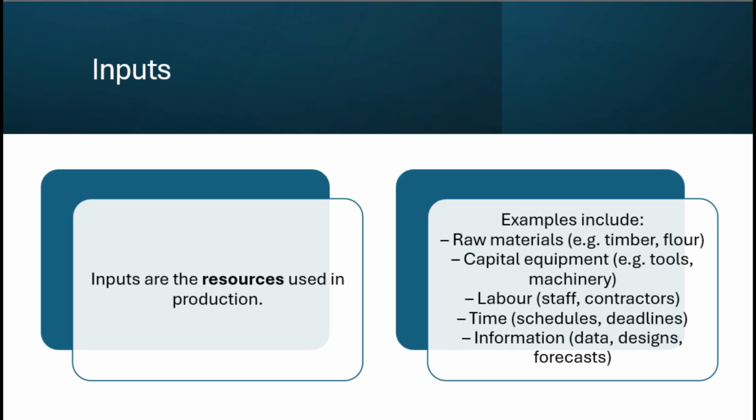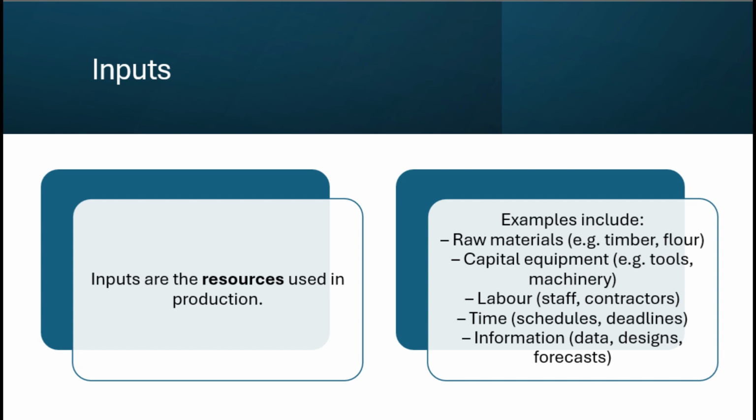Section 2. Inputs. Inputs are the resources used in the production of goods or services. They include things like raw materials, ingredients, components, parts, capital equipment, machinery, tools, buildings, labor, employees or contractors, time, production timelines, scheduling, information, market data, technical knowledge, demand forecasts.